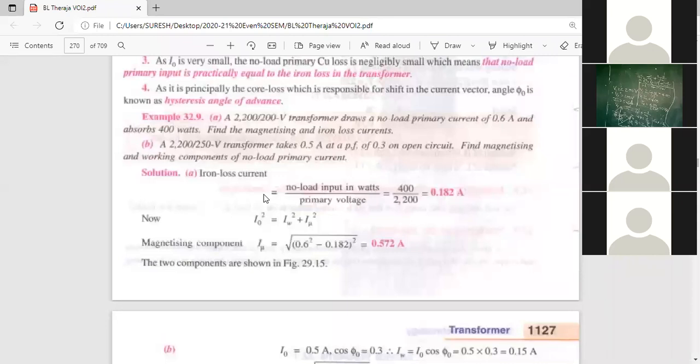Now come to the second bit. What is the power factor they are giving? Cos phi naught is 0.3. Again in this problem he is asking us to determine IE and IM. We know IE is equal to I naught cos phi naught.